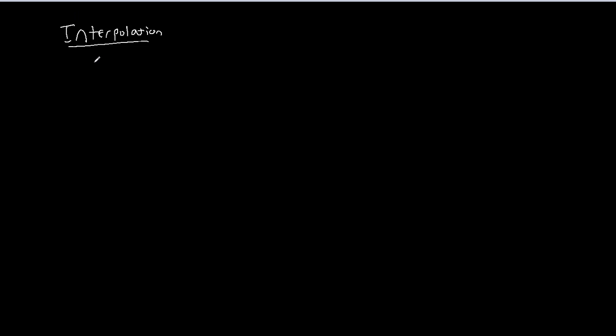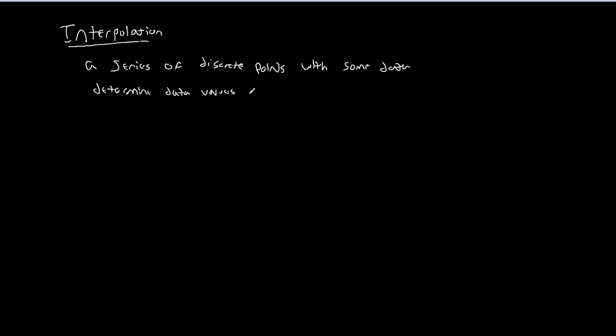What interpolation is going to do is take a series of discrete points with some data, and it's going to determine data values at locations where there were not points.